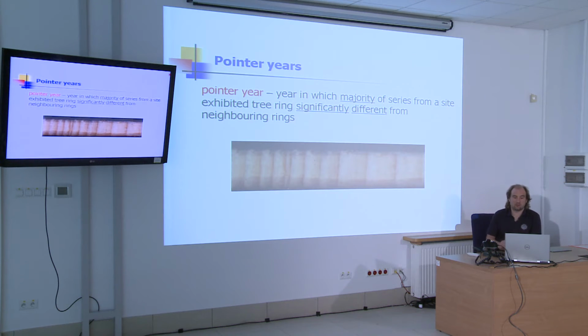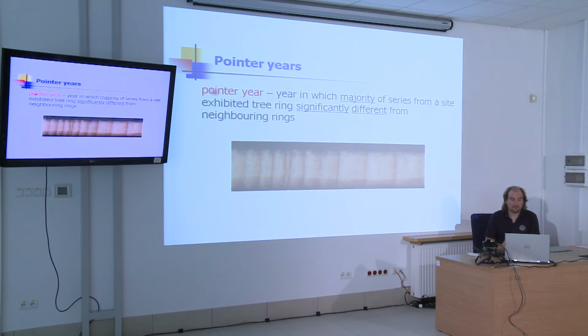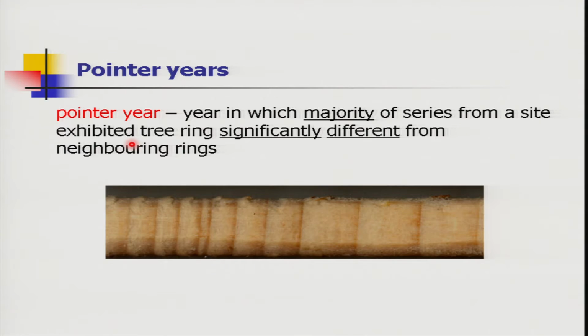Another interesting parameter which very often is determined in our chronologies are pointer years. Pointer years are years when the majority of trees or plants on a given site exhibit remarkably different, higher or lower growth than in consecutive years before or after such a year.